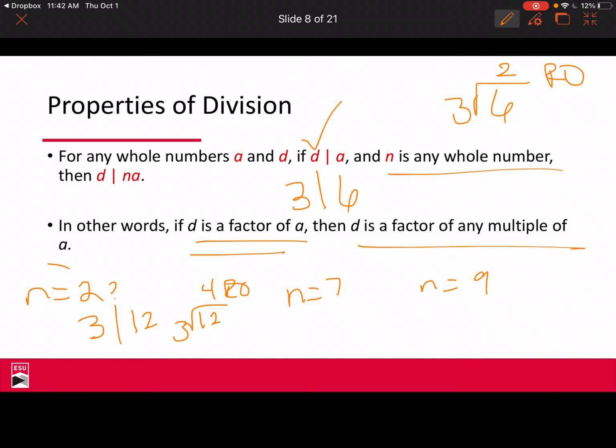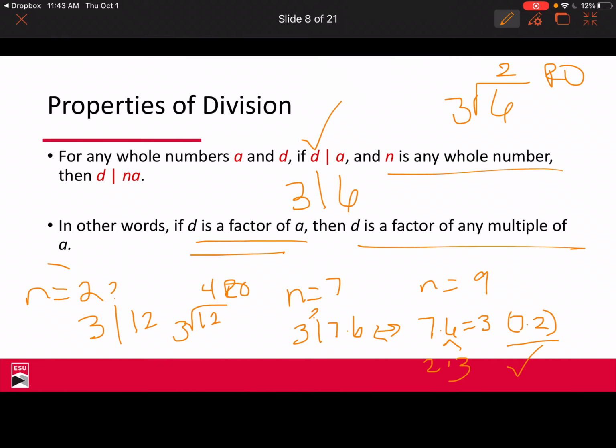Or for n equals 7, is it true that 3 divides 7 times 6? Well, we can use our equivalent form. Is it true that 7 times 6 equals 3 times something? Well, 6 is 2 times 3. So if I have 3 times 7 times 2, it does. And we can see the same with 9.